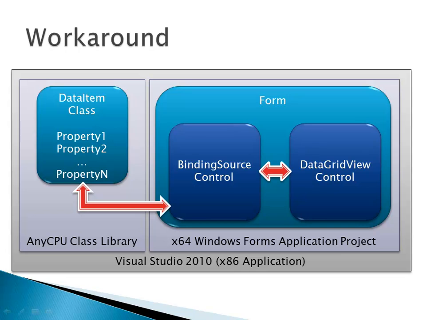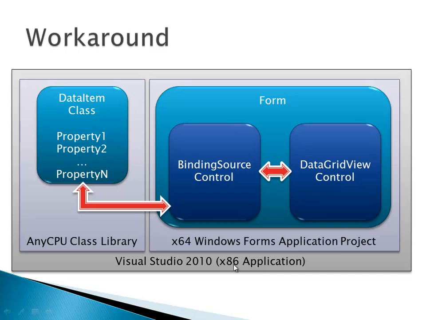The workaround for the problem is quite simple. We have to create a new class library with a target for any CPU and move our data item class to this class library. And also we have to recreate this link to our data bound application. But we have to be careful because this class library cannot be an x86 application.